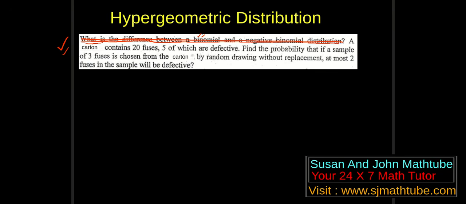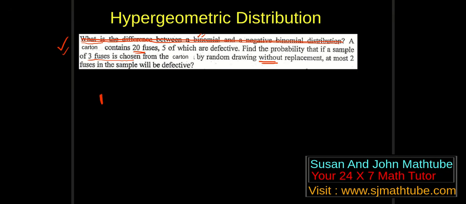Okay, so a carton contains 20 fuses, 5 of which are defective. Find the probability that if a sample of 3 fuses are chosen from the carton by random drawing without replacement. Wow. It's clearly given without replacement. So we cannot apply binomial. So it's clearly hypergeometric.